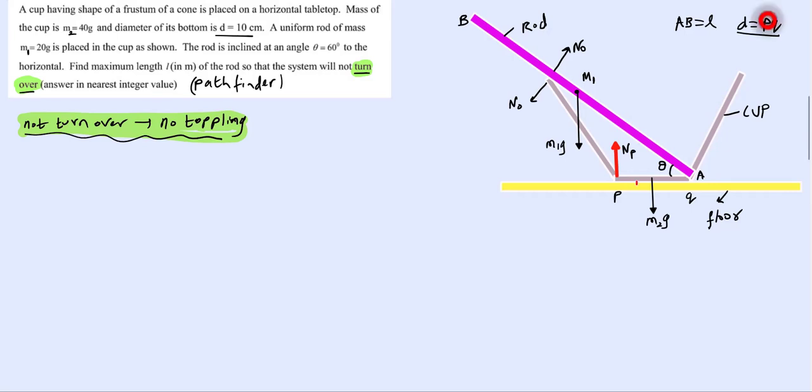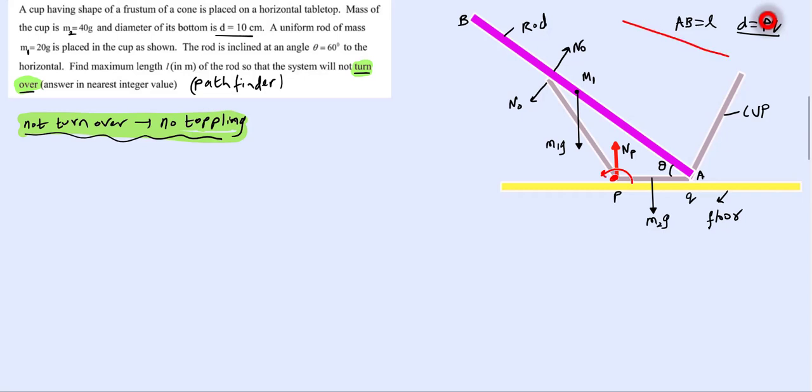Now the cup has a tendency to rotate about point P, to topple about point P. When the length of the rod is maximum, the normal reaction will pass through the point P. If the rod were not there, the normal reaction would pass through this point. As the length of the rod increases, the normal reaction will shift. When the cup is about to topple, it will topple about point P. This is the basic idea of why it will topple about P.